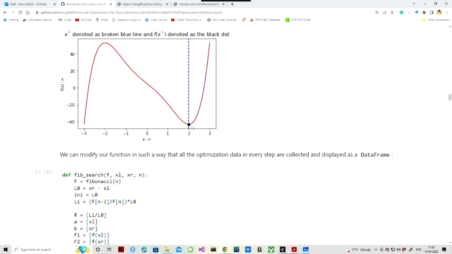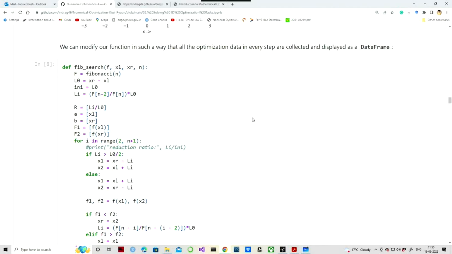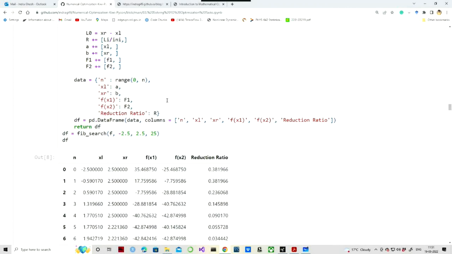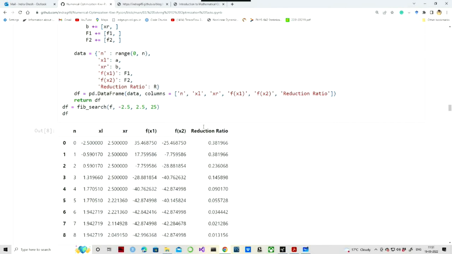You can also modify the function a little bit and use the pandas package. For that, you need to also import pandas as pd. I should have mentioned that. But yeah, if you want to do this, you can do this. This pd.DataFrame function allows you to gather all the step values, and that's what I've done here.